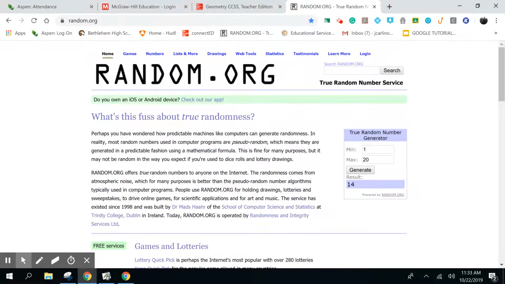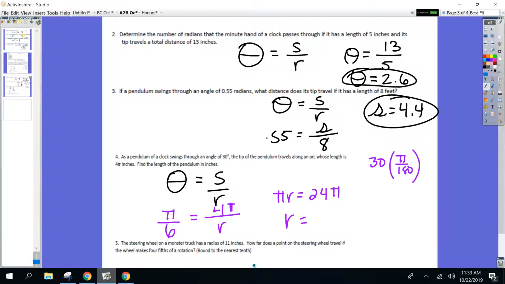When you're ready, what's my radius length? Radius length is 24. Yep, go ahead, Jenna. Can't the pies cancel out? Where? Not here, not here. Well, if you divide both sides by pi, yes. That's where the 24 comes from. Oh, yeah, thank you. Not over here, though. But once you divide by pi, yes. All right? Everyone all good?